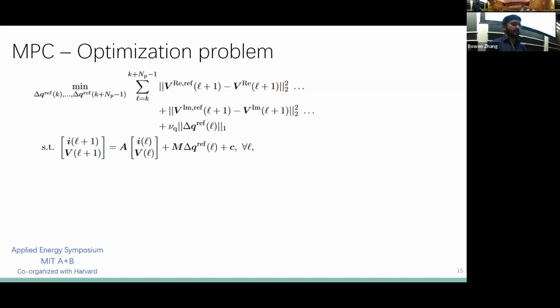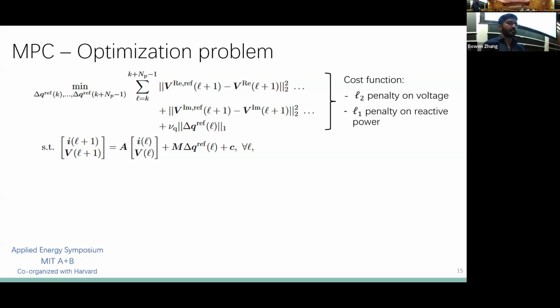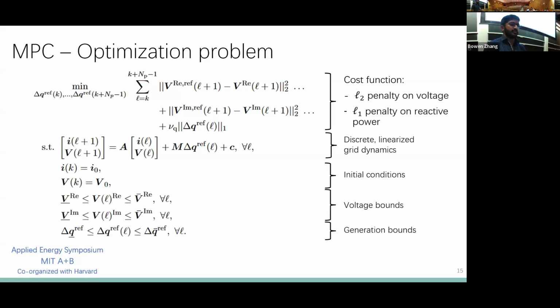So this is the MPC optimization problem where we have a cost function with an L2 penalty on the voltage and an L1 penalty on the reactive power, which essentially promotes sparsity. So we are not changing set points at too many generators. And then we have the discrete linearized grid dynamics. So this is the primary grid dynamics that I described earlier. We have initial conditions and bounds on voltage and generation.